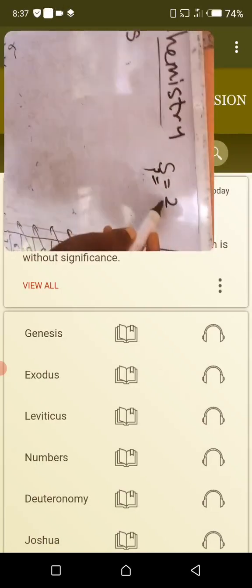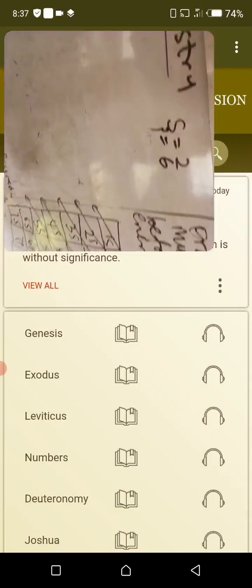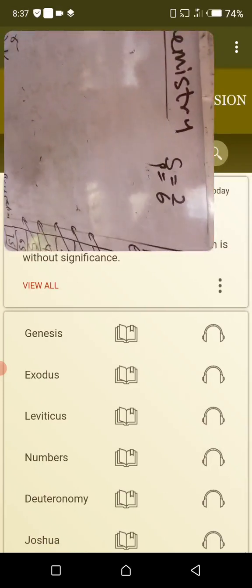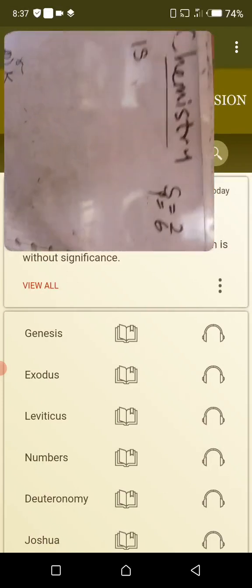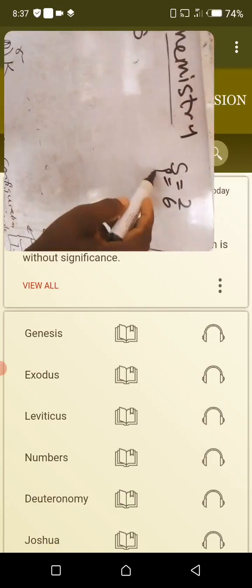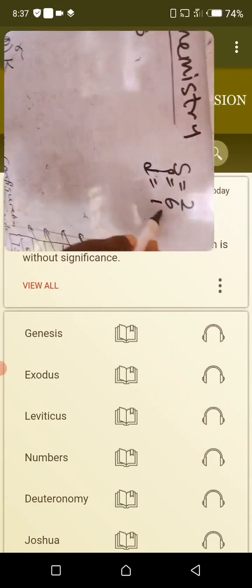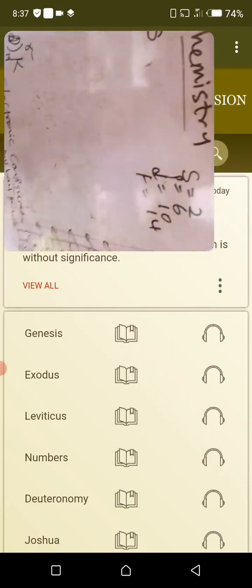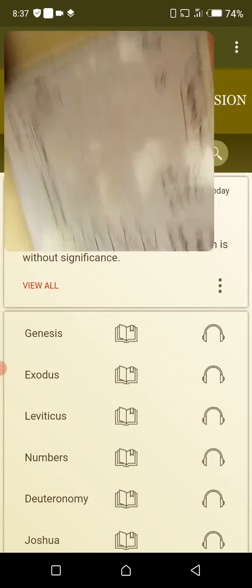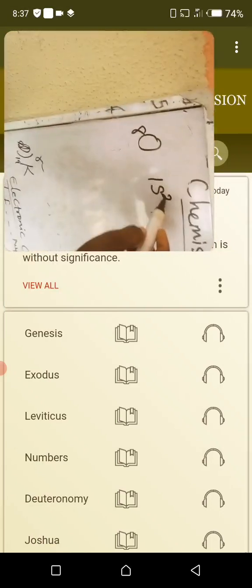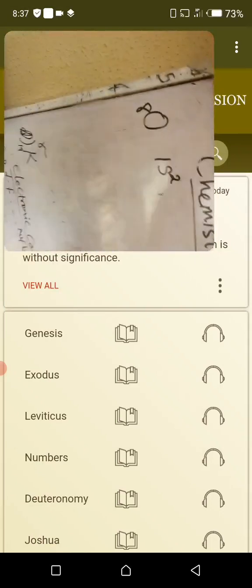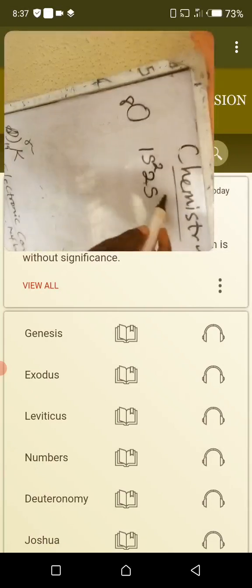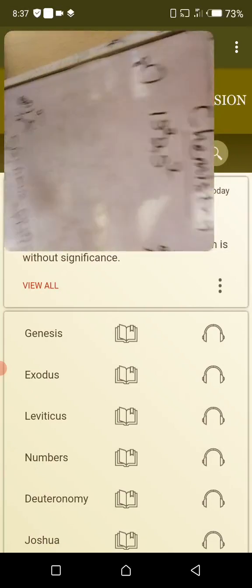P can carry a maximum of 6 electrons. It can't carry more than 6. You can put 1, 2, 3, 4, 5, up to 6. D carries a maximum of 10 electrons, and F carries a maximum of 14. So for oxygen, the first subshell, 1s, will carry 2. You go to the next subshell, which is 2s, and we carry 2 as well, because it can't carry more than that.